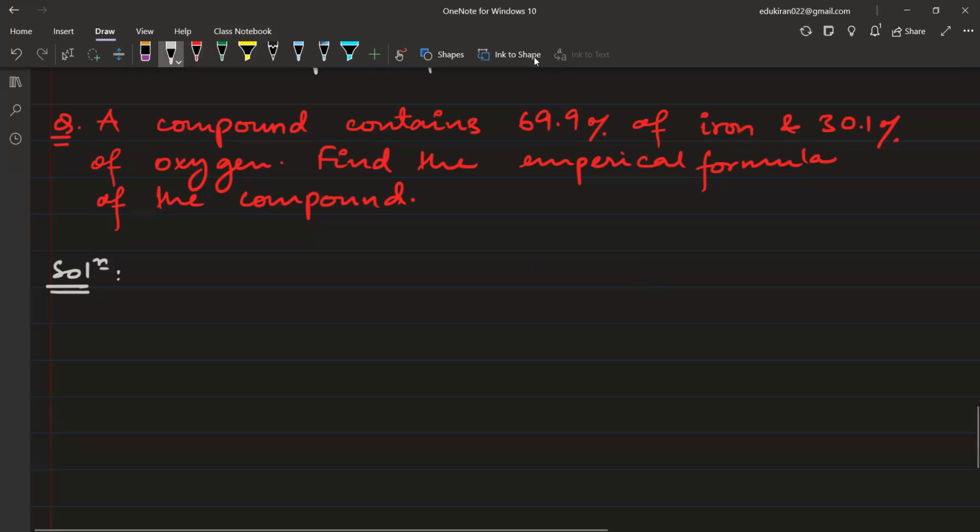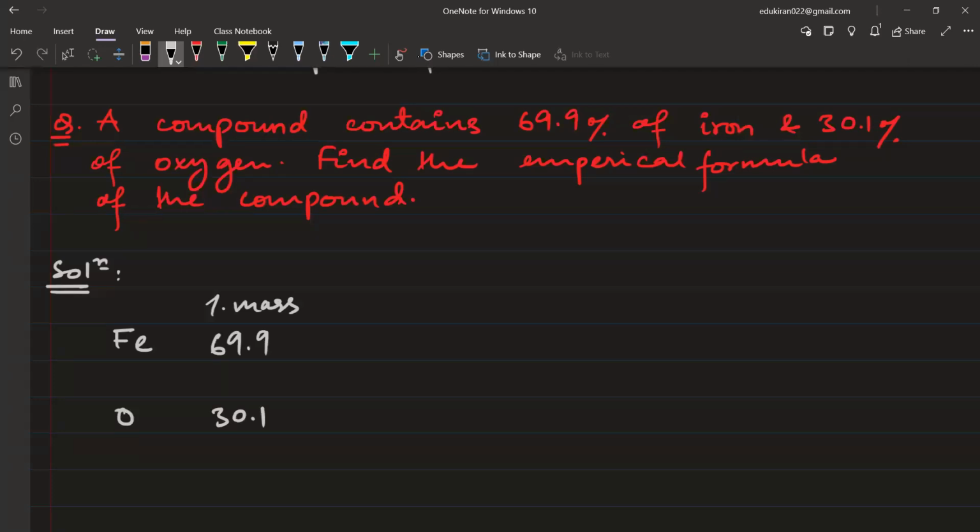Okay, done. So see, first of all, we will see how to do this question. First of all, you need to identify what are the elements of the compound. Tell me what are the elements in the compound? Iron and oxygen. What is the percentage mass of both of them? For Fe it is 69.9. For oxygen it is 30.1. Correct? Yes or no?